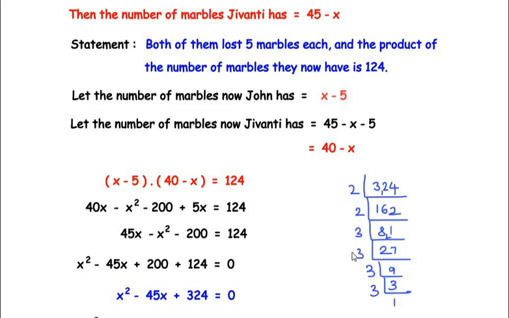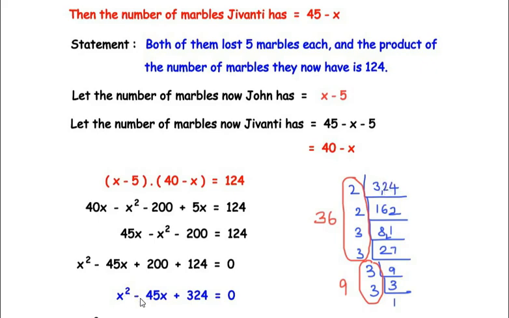Now we have got a total of 6 factors, so we have to make 2 groups of these factors. I'm going to group these 2 factors, that is 3 times 3 gives us 9. And I'm going to group these 4 factors together and take their product. So 2 times 2 is 4 and 3 times 3 is 9. So 4 times 9 gives us 36. So the product of these 2 factors gives us 324.